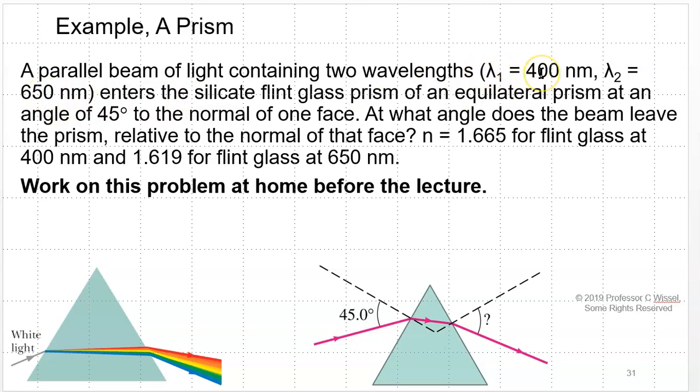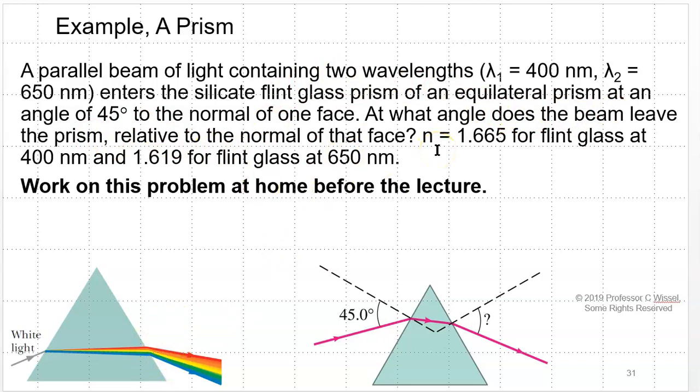So lambda 1 of 400 nanometers, lambda 2 of 650 nanometers enters a silicate flint glass prism, an equilateral prism, at an angle of 45 degrees to the normal of one face. At what angle does the beam leave the prism relative to the normal of that face? So you're asking for this angle here.